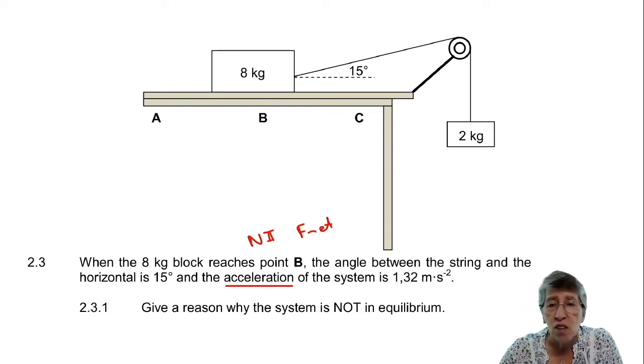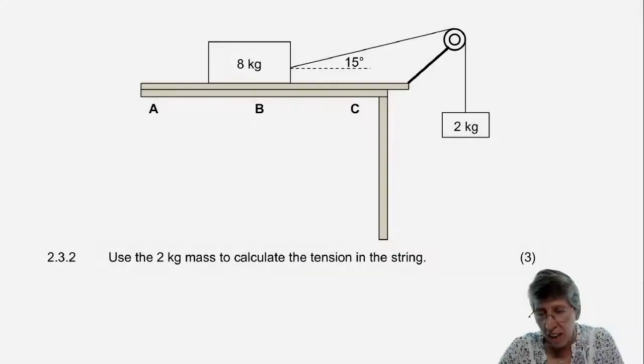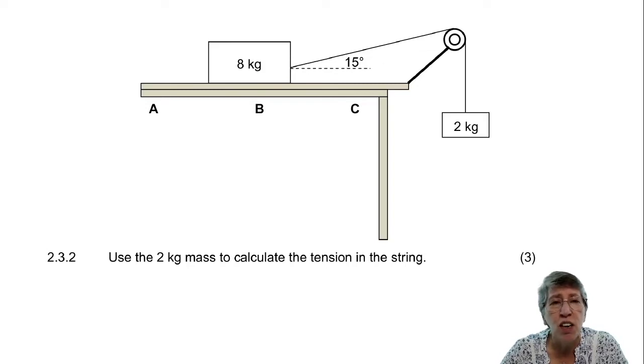So now if they ask us in 2.3.1, give a reason why the system is not in equilibrium. Equilibrium means that the net force on that object is 0. And it is not true here. So the reason will be the fact that the system accelerates and the net force is therefore not equal to 0.